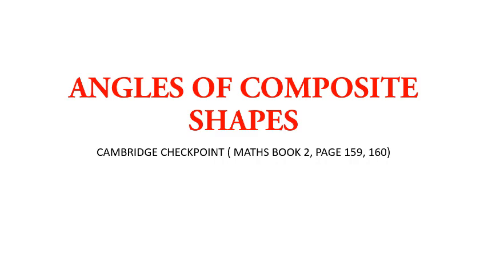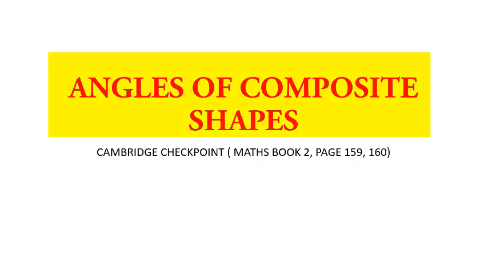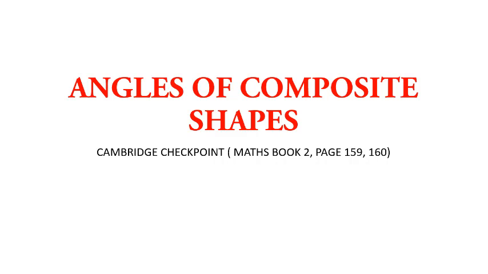So this is lesson 2. In lesson 2, we have angles of composite shapes. A composite shape is a shape which is made up of different shapes, so we call it a composite shape. You can find this lesson in your textbook, page 159 and 160. That is the learner's book.